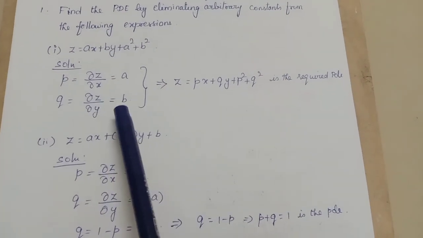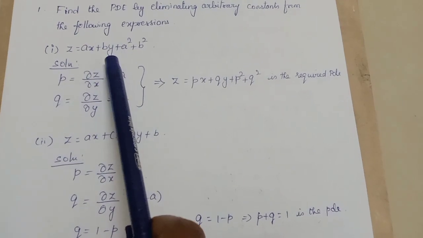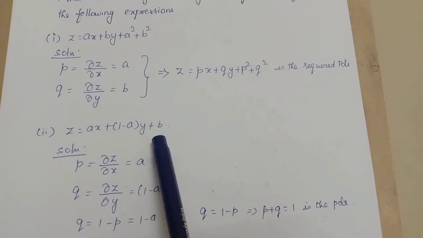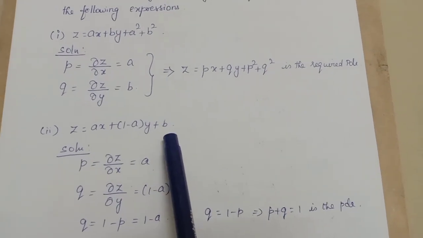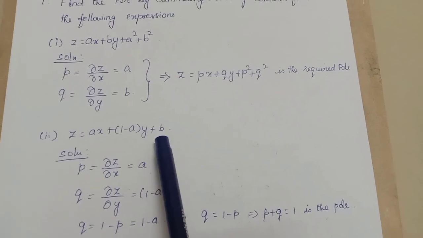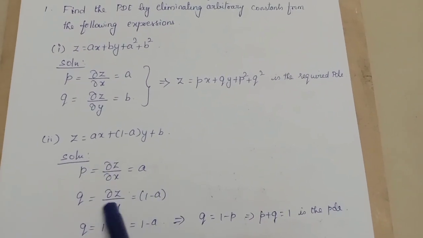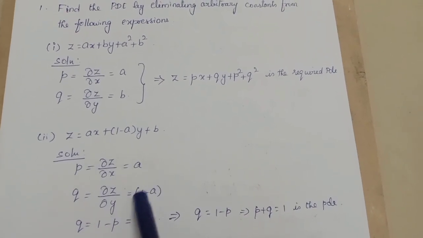Okay. In the previous problem, what I did, I found the values of a and b in terms of p and q and substituted it there. But here it is not possible. Why? Because this b is coming alone here. It is not associated with any of the variables. So in that case, what should we do? You try to eliminate a from the derivatives you found here.